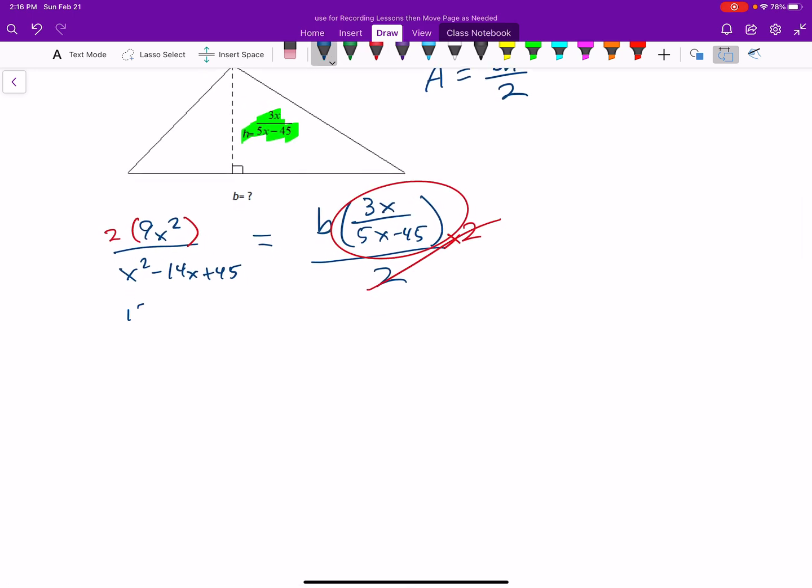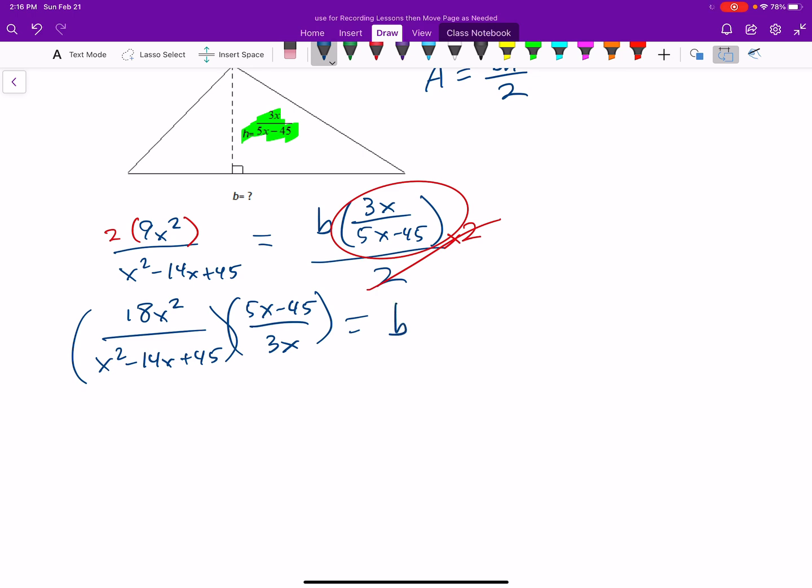Simplifying the left first, I've got 18x squared over x squared minus 14x plus 45. And then if I multiply by the reciprocal of 3x over 5x minus 45, I'll have 5x minus 45 over 3x. And we're going to multiply these together equals b. And then I can start reducing. Maybe what I should have done before I even got started was to try and see if there was something that I could factor in this numerator or this denominator here.